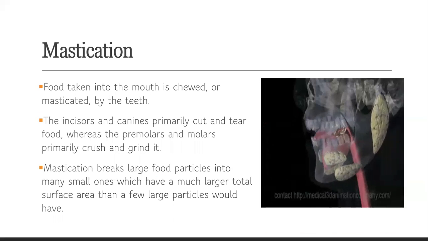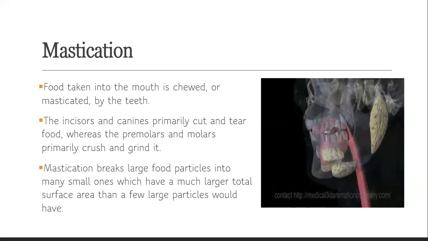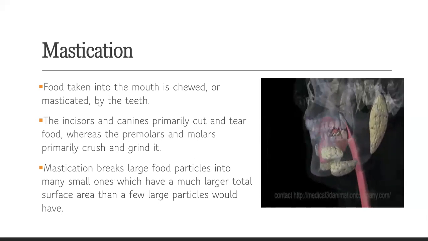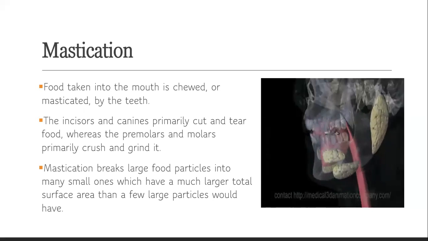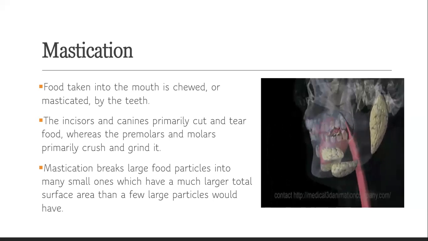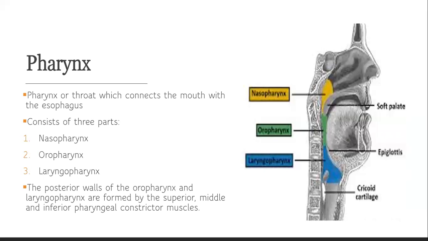Then we have the mastication. When we say mastication, the food taken in the mouth is chewed or masticated by our teeth. The incisors and the canines are the ones that primarily cut and tear the food, whereas our premolars and molars are the ones that crush and grind the food. Mastication breaks the large food particles into smaller ones, which have much larger total surface area than a few large particles would have.